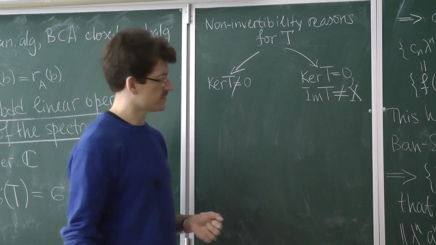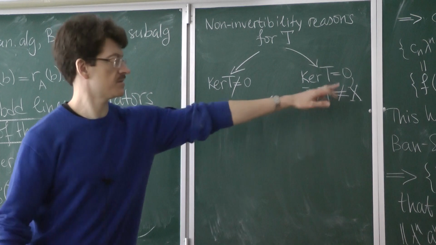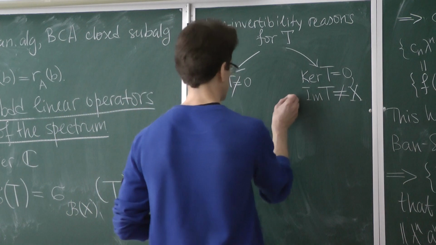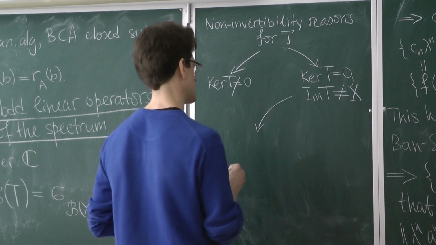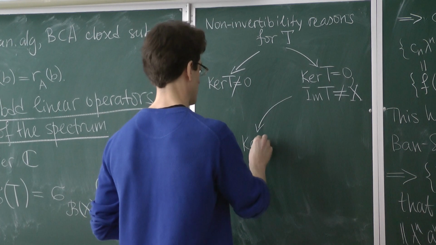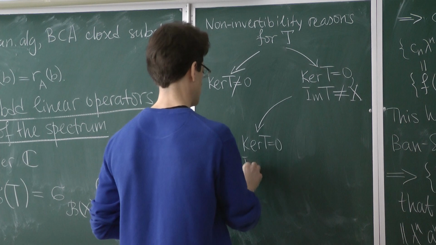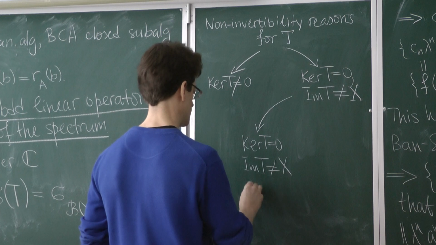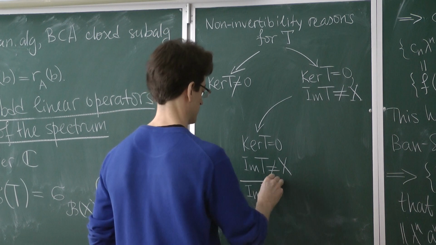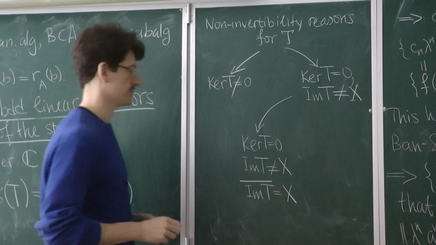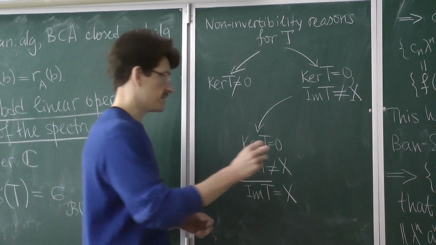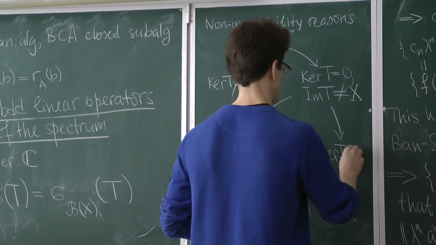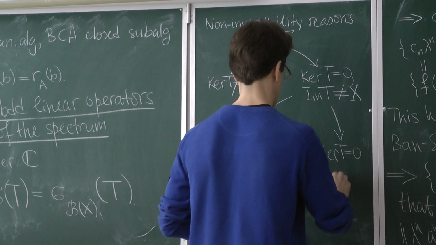For technical reasons, it is convenient to divide this second case into two subcases. So subcase 1 is the case where the kernel is trivial, the image is smaller than X, but the image is dense in X. And the second subcase is the case where the kernel is trivial, but the image is not dense in X.